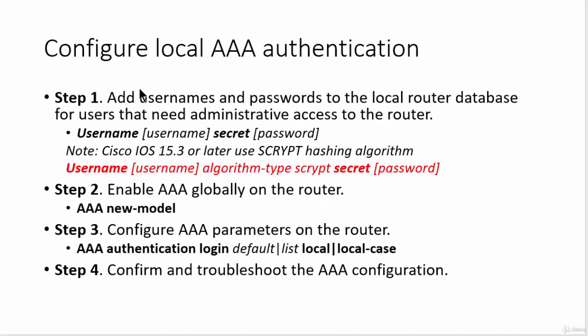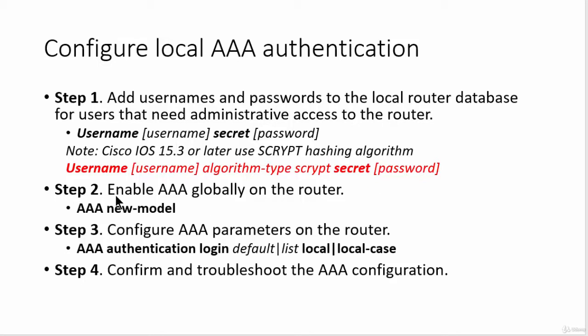There are 4 steps to configure local AAA authentication. Step 1. Add usernames and passwords to the local router database for users that need administrative access to the router. We use the command username, enter username, secret, enter the password. Note, Cisco IOS 15.3 or later uses the scrypt hashing algorithm. So we can use the command username, enter username, algorithm-type scrypt, secret, and enter the password.